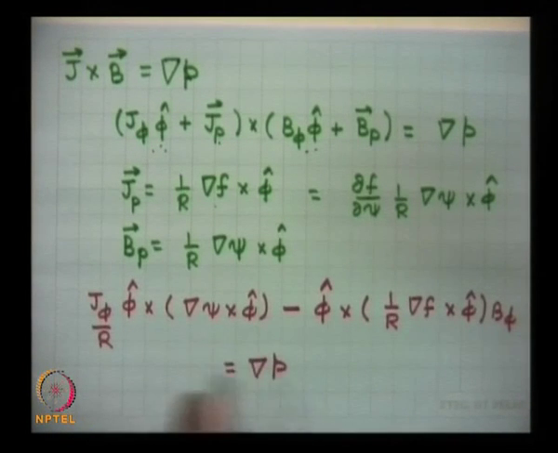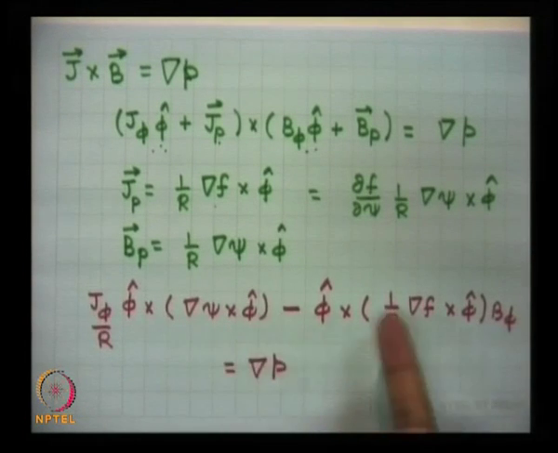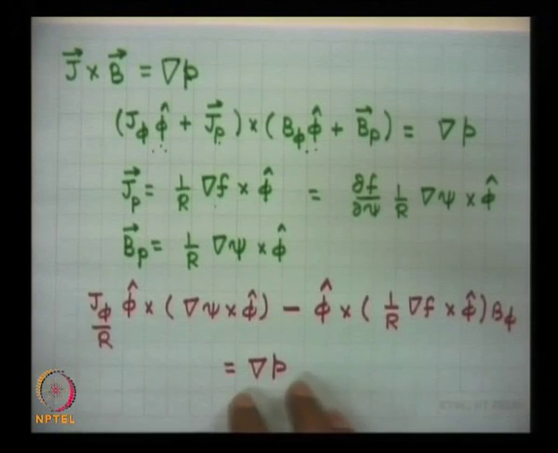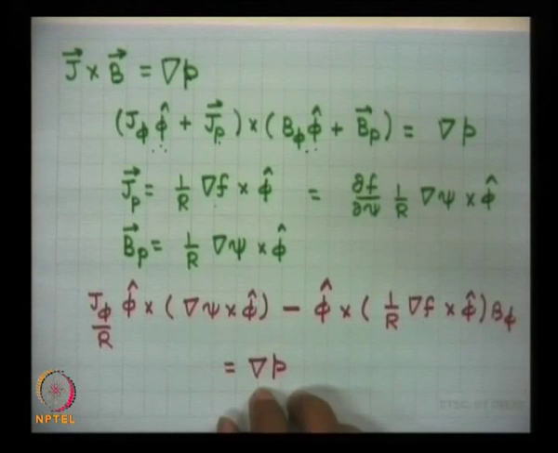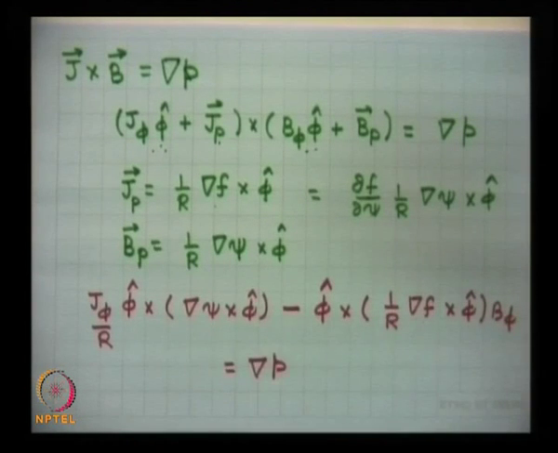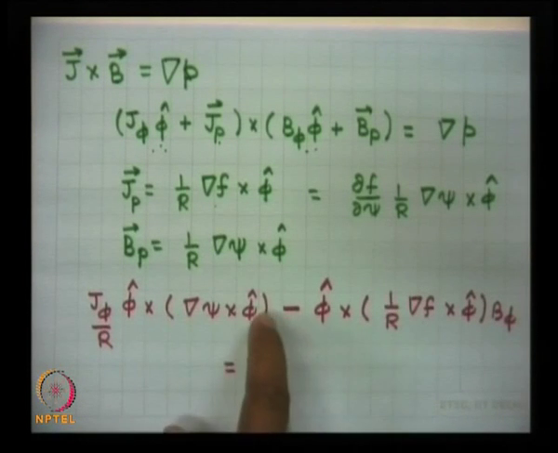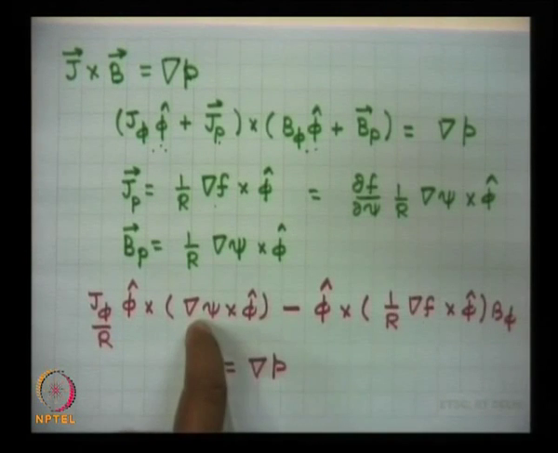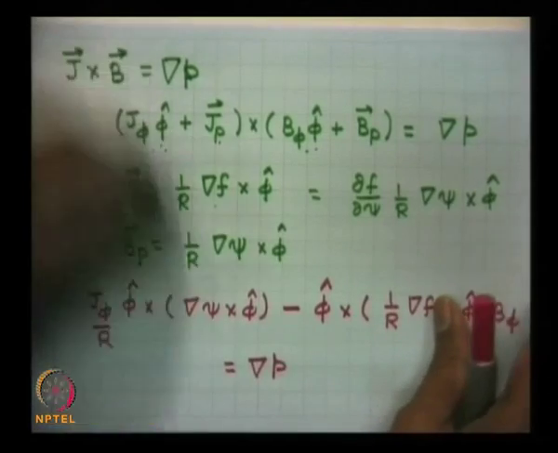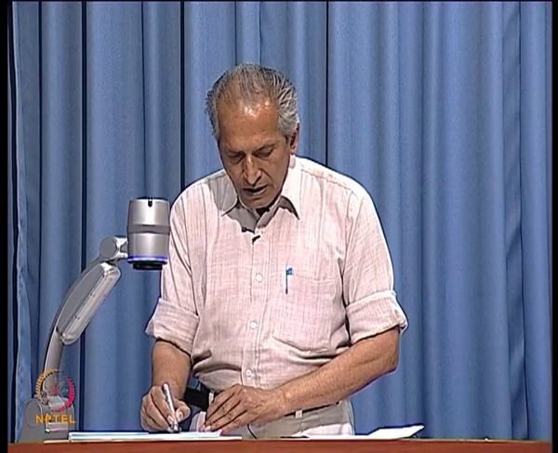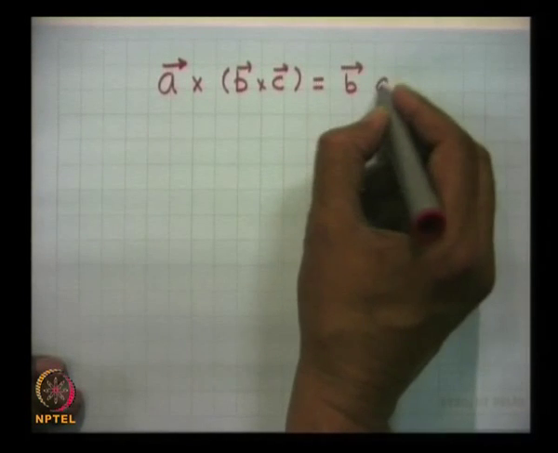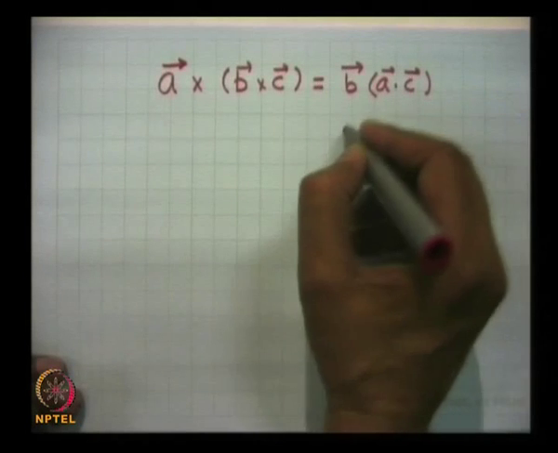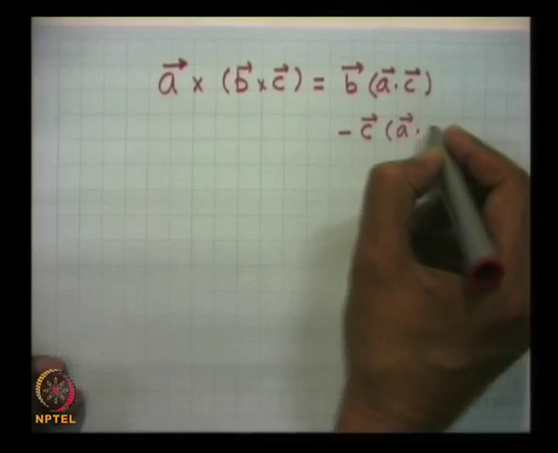This is the equation when I substitute for J phi and B phi in terms of psi. This is known as the Grad-Shafranov equation, which is a very important equation, but let me move gradually. This grad F I will write down as grad psi. So now what I am going to do, everywhere I am going to get some sort of a grad term. Now please note, this is like A cross B cross C. You can always write down A cross B cross C as B into A dot C. Let me just mention this identity. If there is A cross B cross C, this is always equal to B vector A dot C minus C vector A dot B.